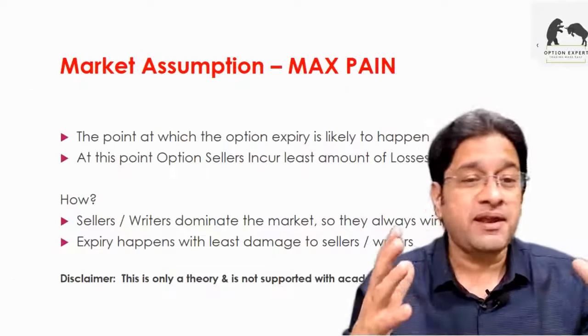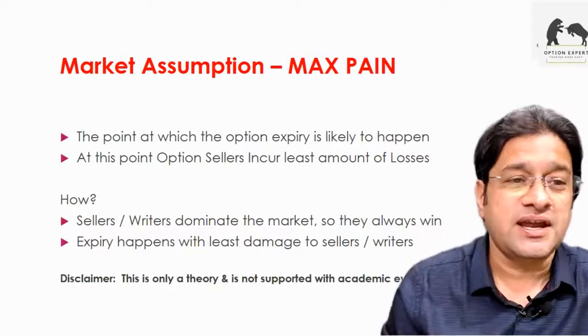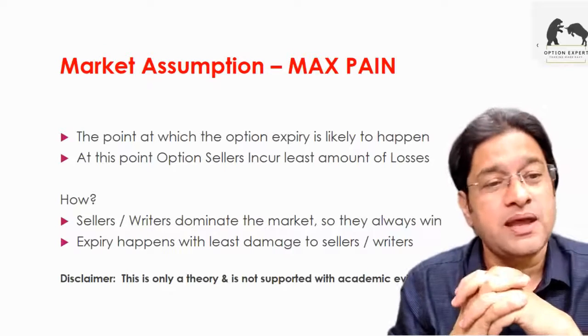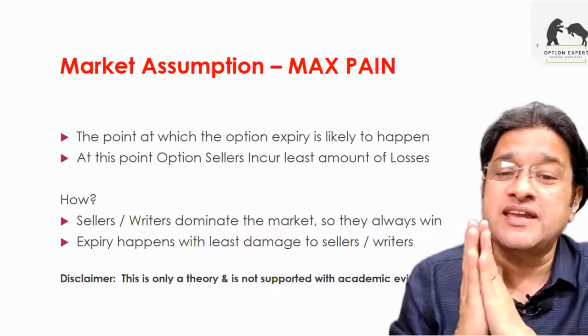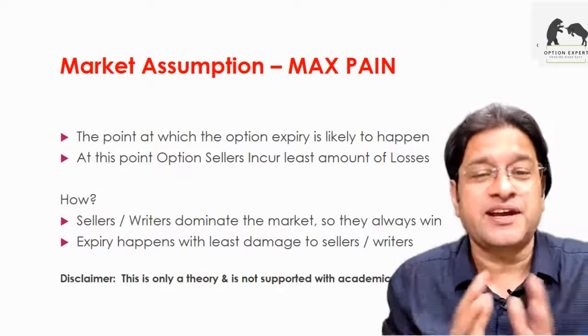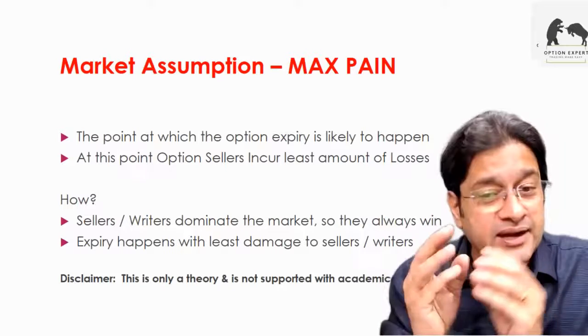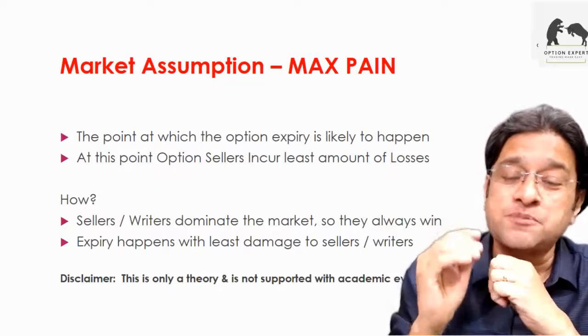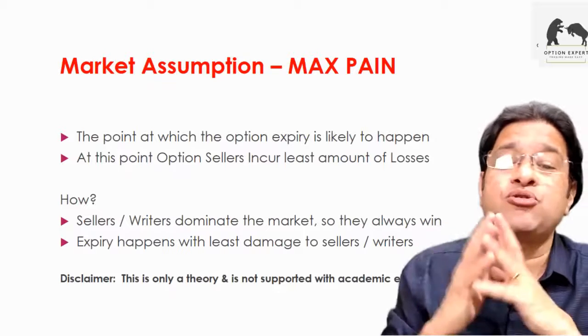What I'm going to explain here is basically an assumption. There is something called max pain. What is this max pain? The point at which the option expiry is likely to happen. I'm not too sure, but you need to follow it on a continuous basis to see whether it works. At this point, the option sellers incur the least amount of losses.